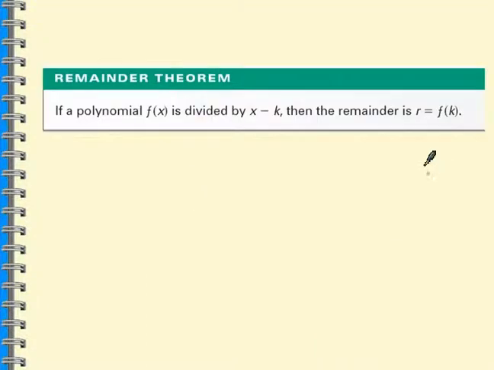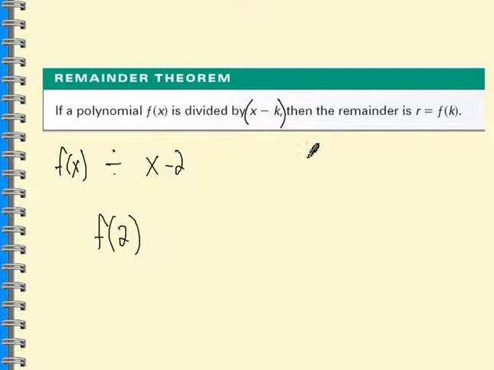Okay, what that leads into is our remainder theorem. And our remainder theorem says that if a polynomial f of x is divided by this binomial here, x minus k, then the remainder, r, is equal to f of k. So basically, if we divide by a binomial x minus k, the remainder is just going to be that function evaluated at k. So for example, if we took f of x and we divided by x minus 2, well, the remainder, whatever would be left over, would just be f of 2.